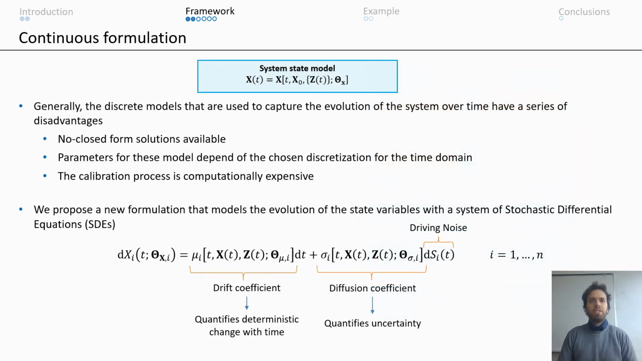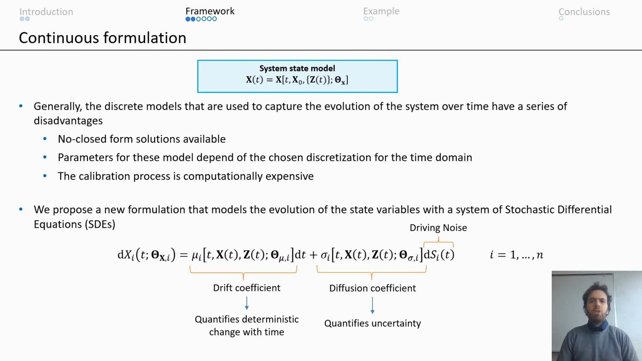Usually, the evolution of the state variables is described using discrete models. In other words, the time domain is discretized in a series of arbitrary small intervals, and the evolution of the state variables is described by identifying the parameters that define the probability distribution of the so-called one-step increment. This type of formulation has several disadvantages.